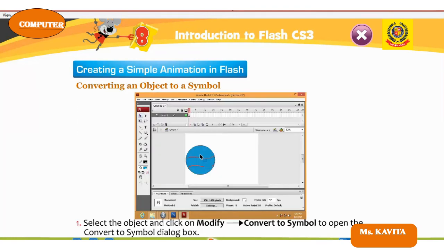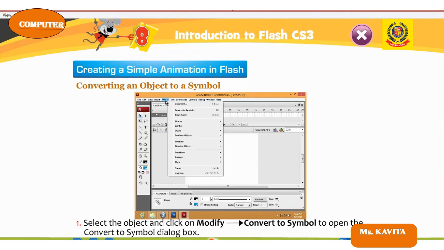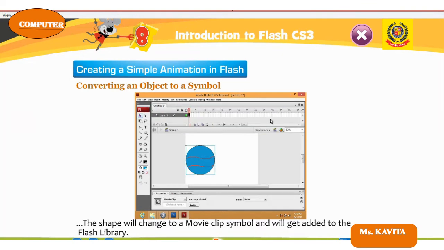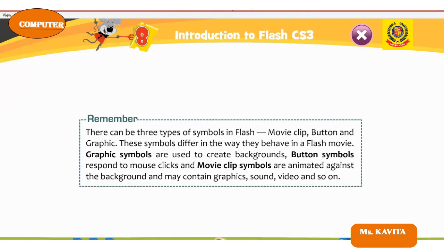Remember, there can be three types of symbols in Flash: movie clip, button, graphic. These symbols differ in the way they behave in a Flash movie. Graphic symbols are used to create background, button symbols respond to mouse clicks, and movie clip symbols are animated against the background, and may contain graphic, sound, video, and so on. Inserting second keyframe.